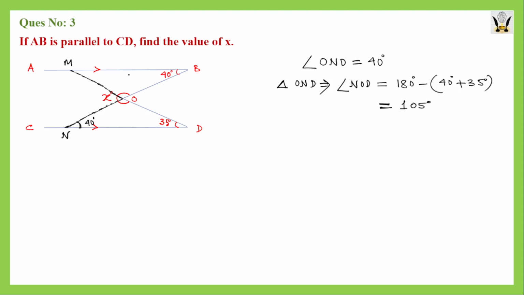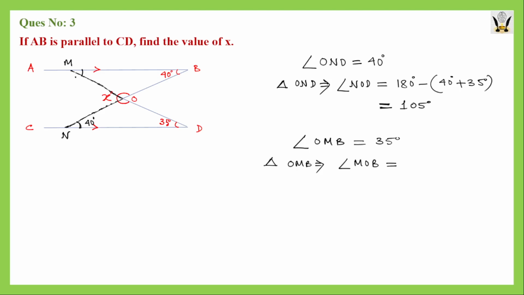And similarly, in this triangle OMB, again this straight line AB is parallel to CD, and with respect to them, MD can be taken as a transversal. So this angle NDO, which has been given as 35 degree, and this angle OMB will be alternate angles, so they will be equal. So the measure of that angle OMB will also be 35 degree.